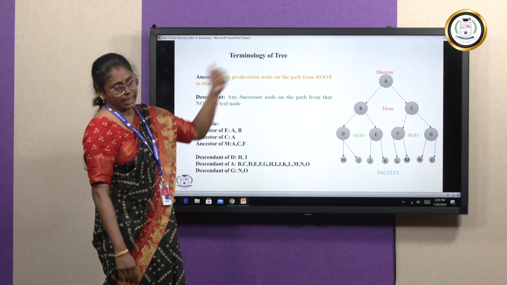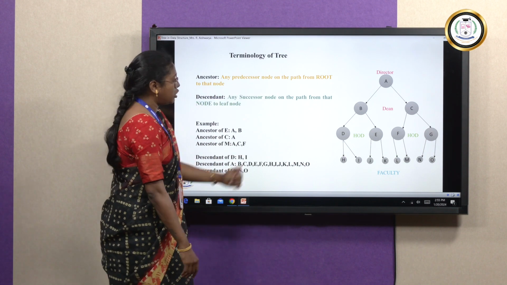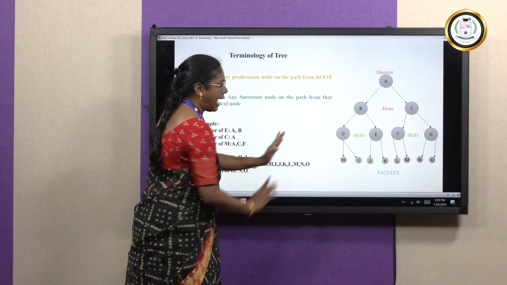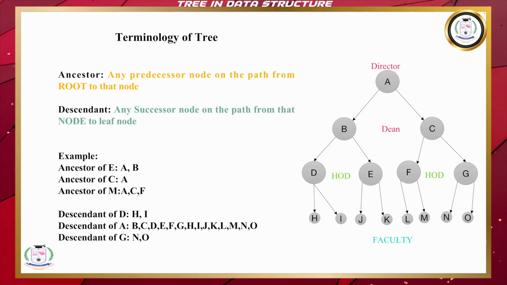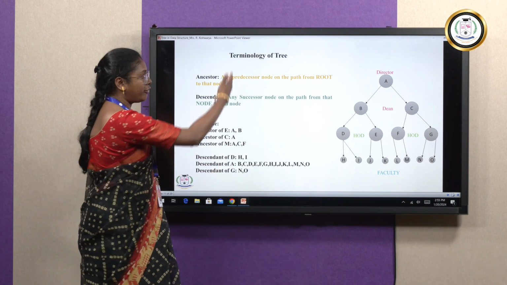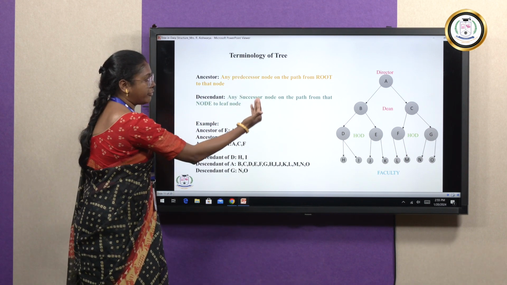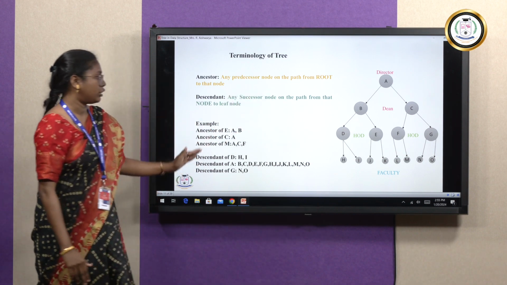Let's look at A. What are the descendants of A? I am just mentioning here B, C, D, E, F, G, H, I, J, K, L, M, N and O, because I am clearly mentioning any successor node on the path from the node to the leaf node. So clearly it is showing that from A: B, C, D, E, F, G, H, I, J, K, L, M, N and O. That's all. These are all descendants of A.